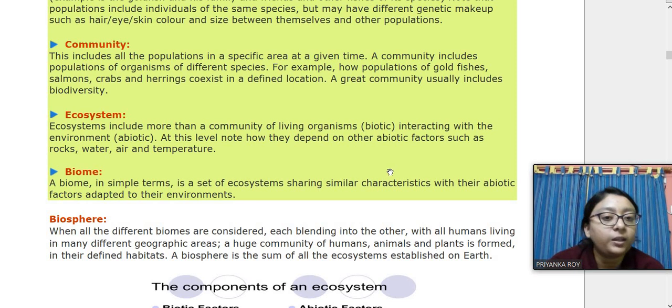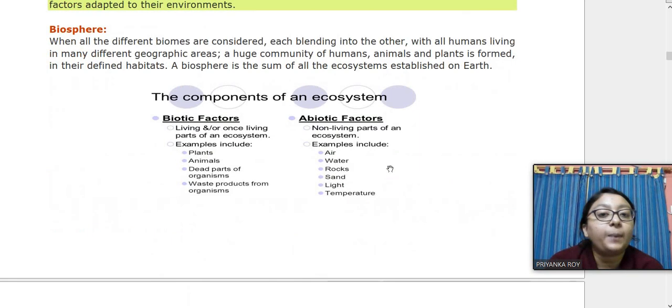Abiotic means the non-living components, then we call it an ecosystem. And biome, like I've already said, is a set of ecosystems together along with all their environments. And biosphere is the combination of all these different biomes, combining all the different geographical habitats, as well as the atmosphere, the hydrosphere, all together, the humans living on this earth, and everything together is the sum of all ecosystems on earth, and therefore we call it a biosphere.